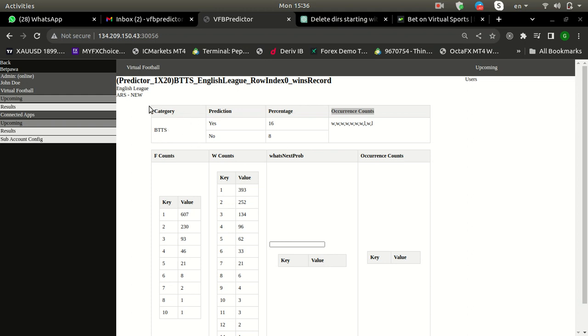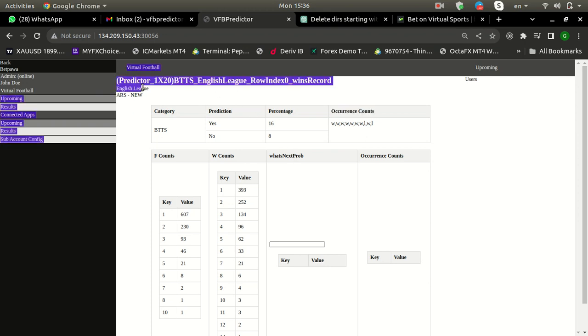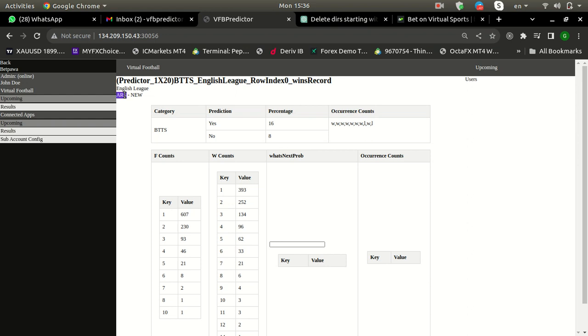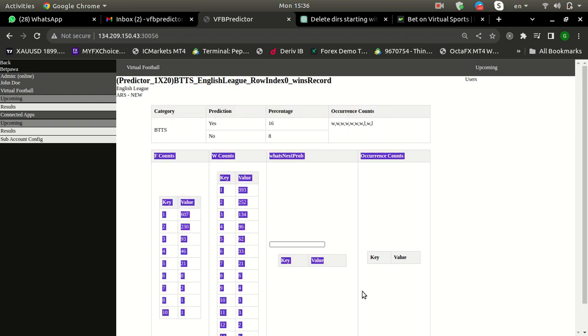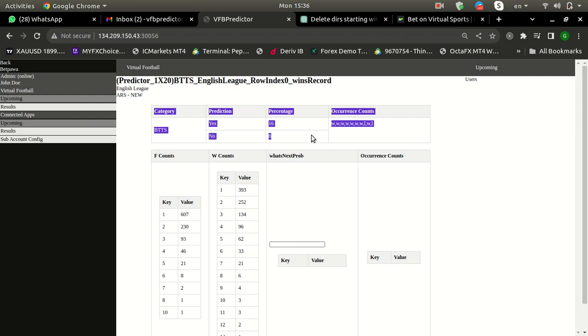So let's start. The information we see here shows the league over here and the teams over here. This strategy only gives one team on each match day, and we can see we have two tables. We have this table over here and the other table down here. This table over here shows the BTTS market, the prediction column which has the yes and no, and the percentage column which has the percentages for both yes or no.